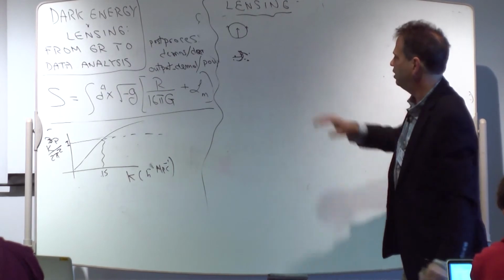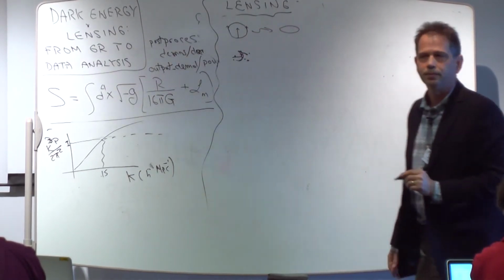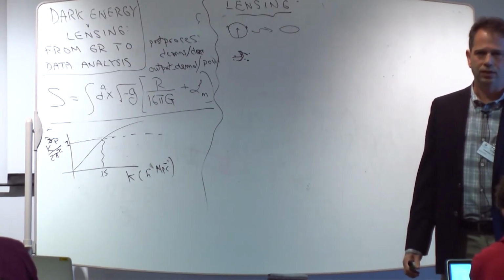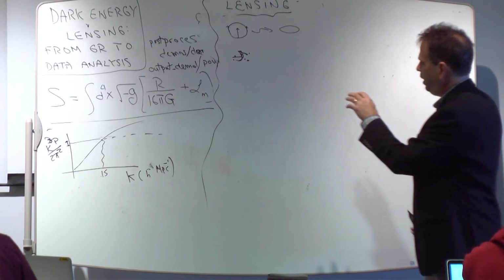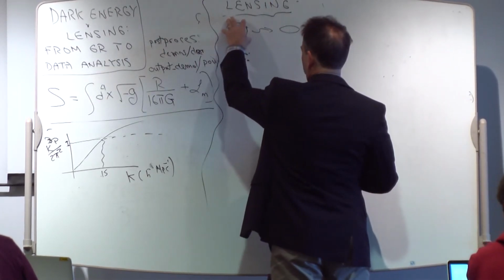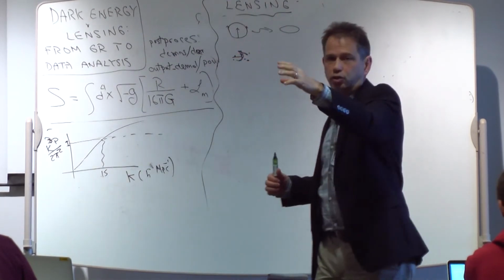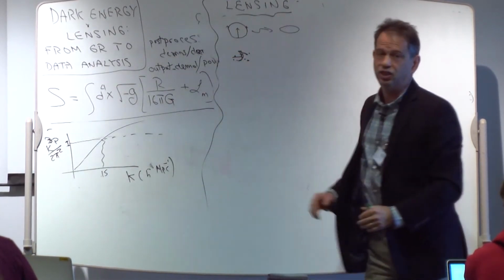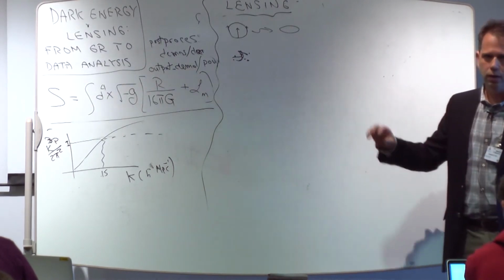So what's going to happen, this circular galaxy is going to appear to us to be elliptical. That's the effect we're looking for. Does that make sense? So in order to glean information about the foreground mass distribution in the universe, we want to measure galaxy shapes. That's qualitatively what we're after.